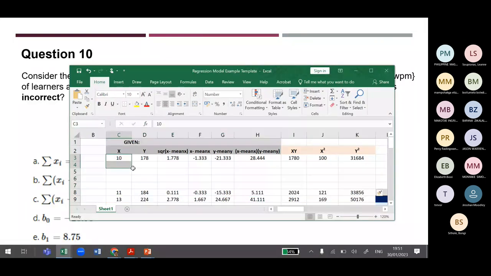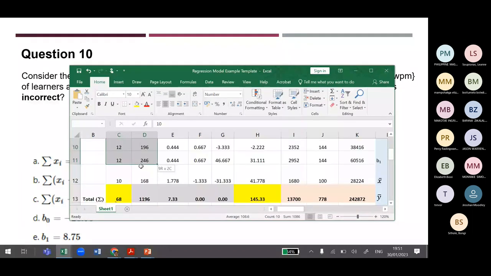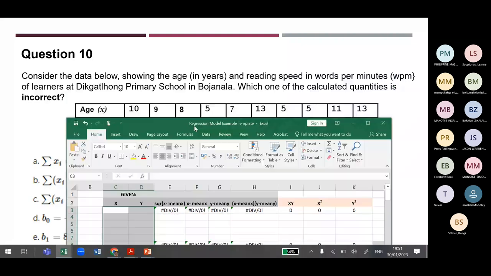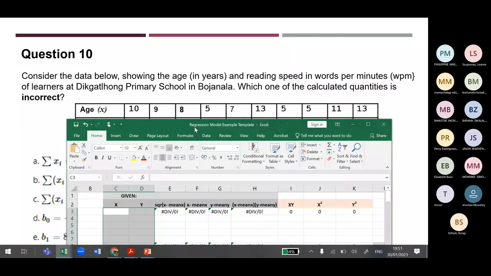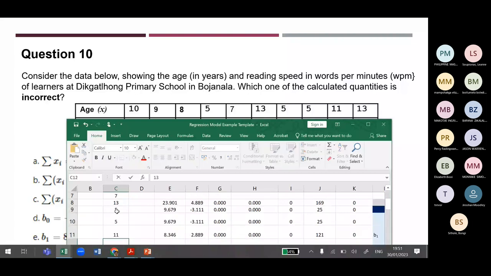I'm just going to delete only the X and Y columns in this instance, only those ones, except the row total. I'm not deleting that. And everything disappears. And I'm going to add the values. I'm going to add first the Y values. So 10, enter. 9, enter. 8, enter. 5, enter. 7, enter. 13, enter. 5, enter. 5, enter. 11, enter. And 13, enter. So I should have added all of them.